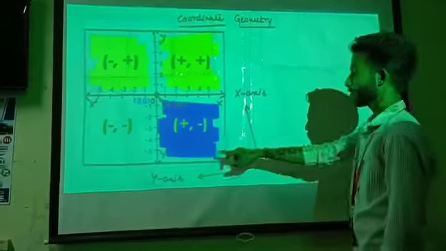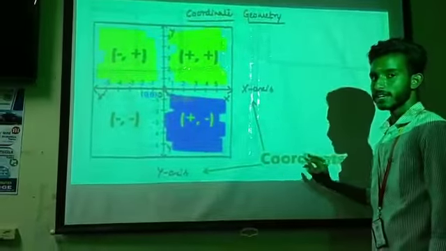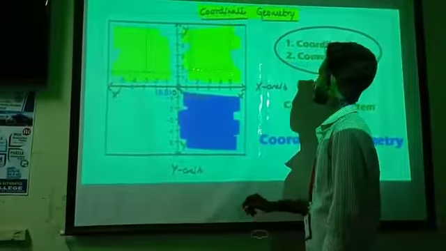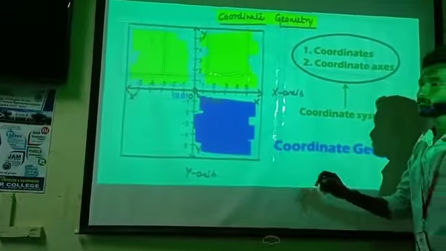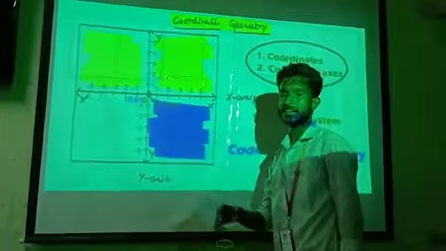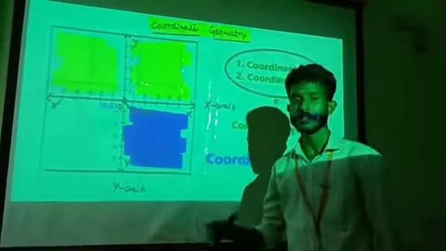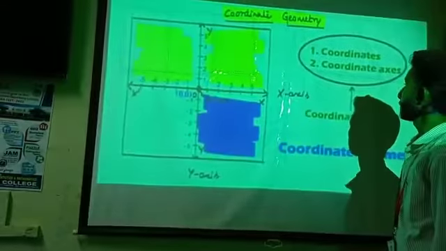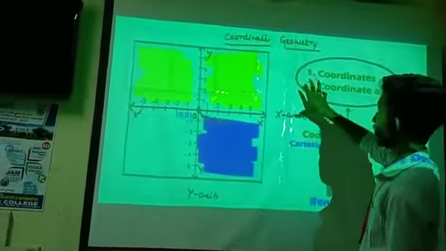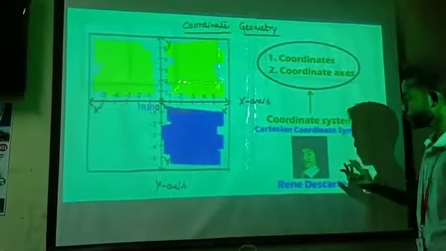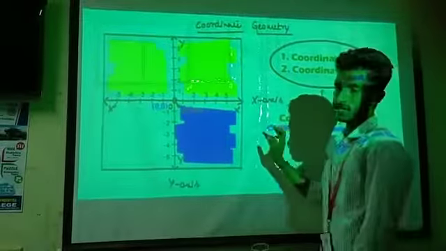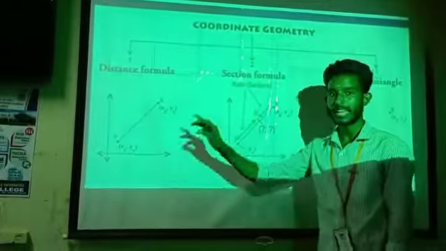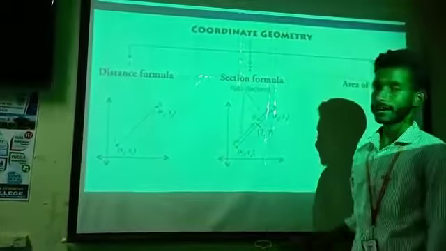The x-axis and y-axis are also called coordinate axes in coordinate geometry. The coordinate system has two parts: coordinates and coordinate axes, which together are called the coordinate system. Coordinate geometry was proposed by René Descartes. Coordinate geometry has three topics: distance formula, section formula and area of a triangle.